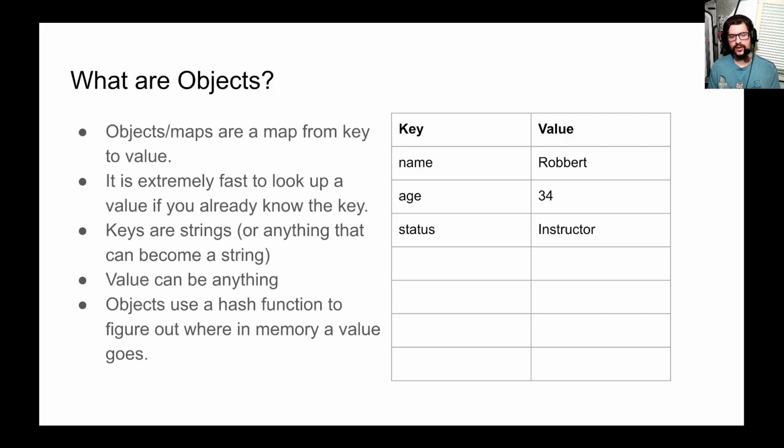Now, objects under the hood use a hashing function to figure out where in memory a value goes. So essentially, when you put in the key, there will be a complicated algorithm that figures out and turns that into a number. And based on that number, it says, oh, this goes here in memory. And that's why hash maps can look up data so fast, because based on the key, they know exactly where in memory it is.